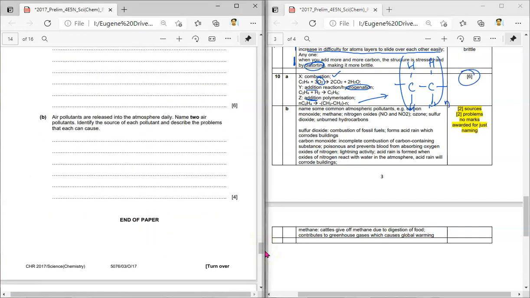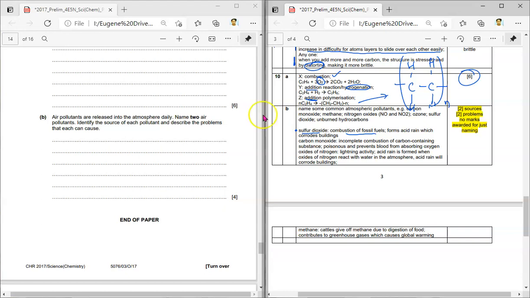Next one. Air pollutants are released in the atmosphere daily. Name 2 air pollutants, identify the source of each pollutant, and describe the problems that they can cause. Some of the air pollutants, my suggestion is tag accordingly. There are many different air pollutants, but I'm just going to go through these few. If you give me sulfur dioxide, we are looking out for combustion of fossil fuel. This is the source.